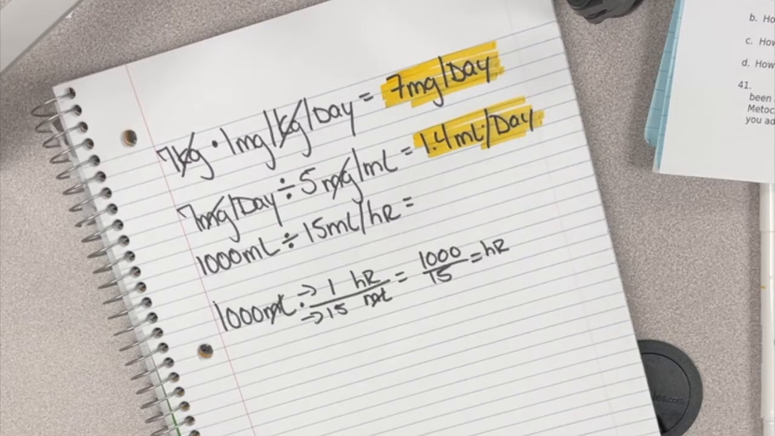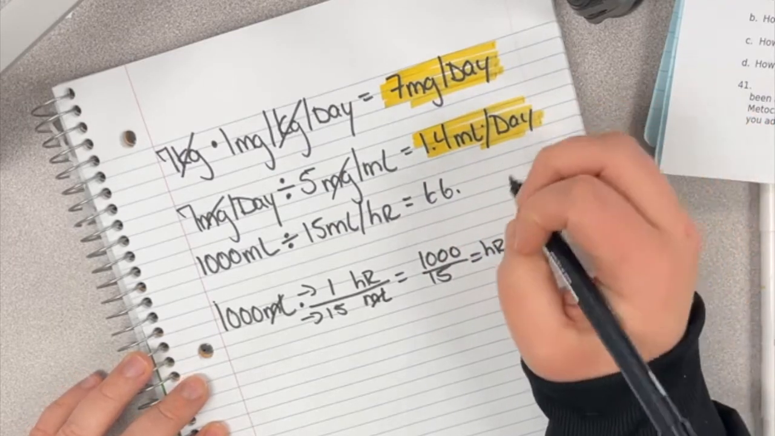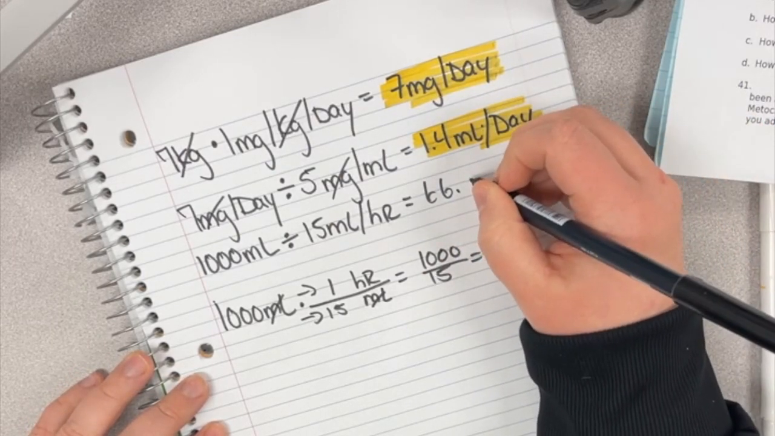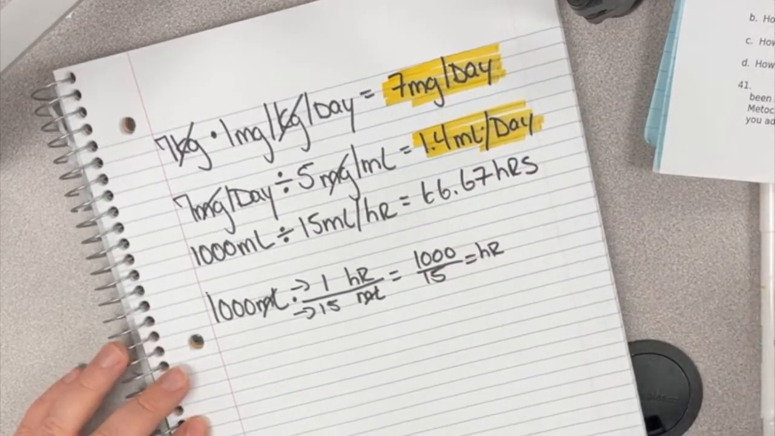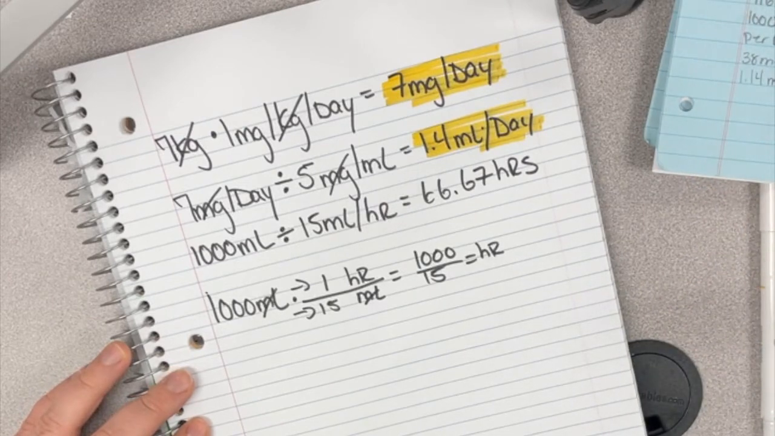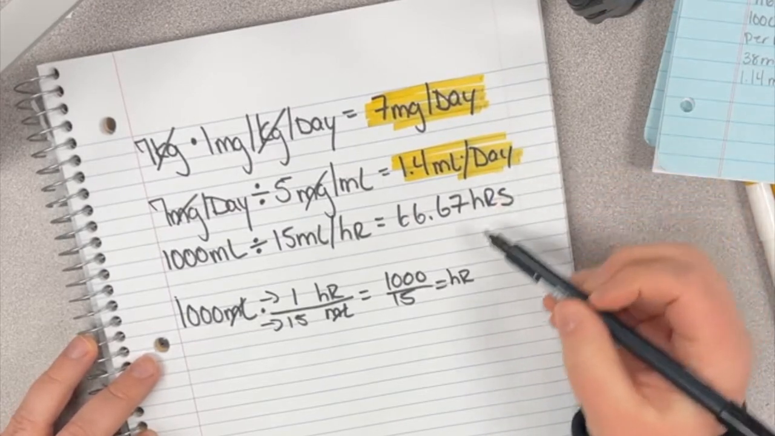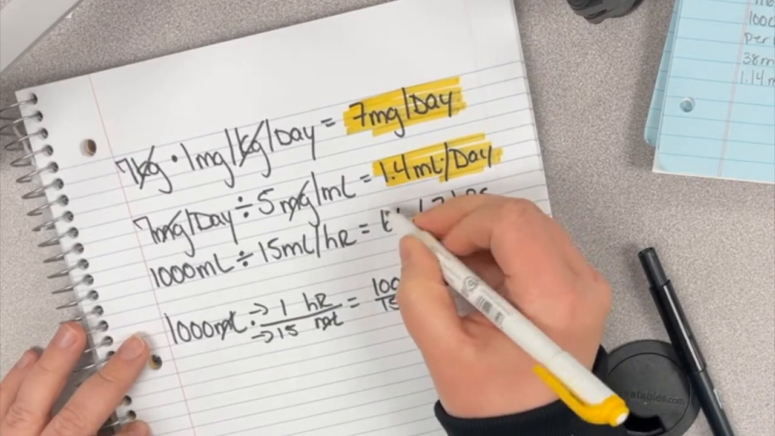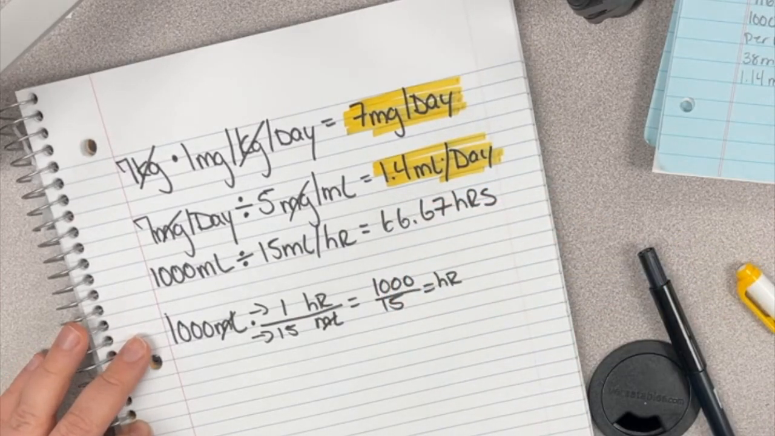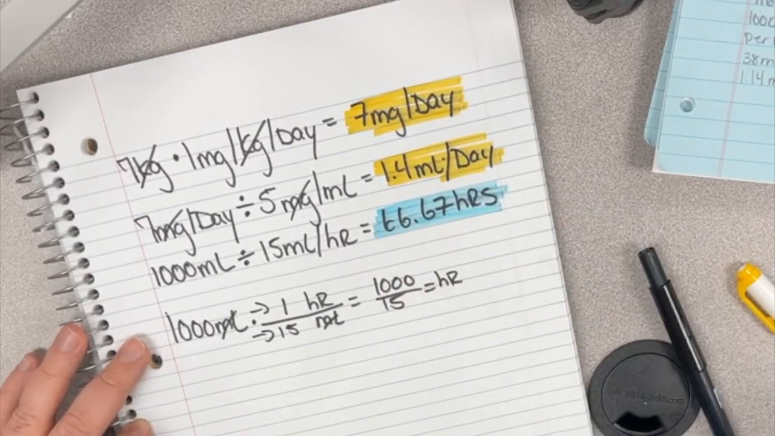So 1,000 divided by 15 is going to be 66.66666, repeating. So in that case, let's go ahead and round up to 66.67 hours. Okay, so at this point, you're like, oh, well, can I just go ahead and multiply 1.4 mLs per day by 66.7 hours? And that is in one instance where I'm going to say absolutely not. So instead of highlighting this one yellow, let's make it a different color so we know that, hey, there's another step that we have to do here.